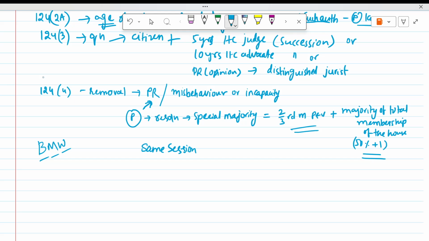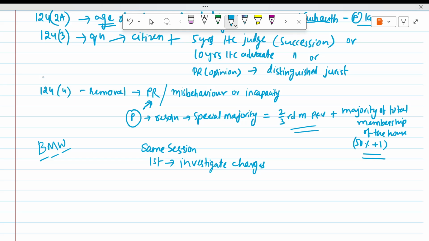The bill can be introduced in any house, Lok Sabha or Rajya Sabha. Wherever it is introduced, the first house will investigate the charges.